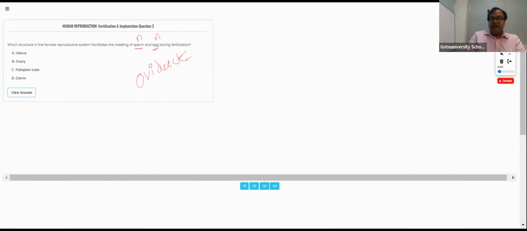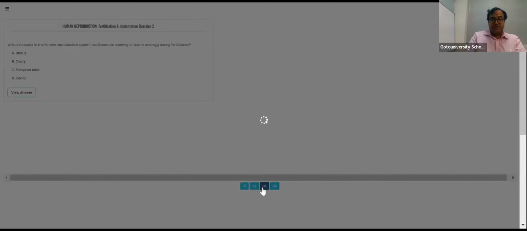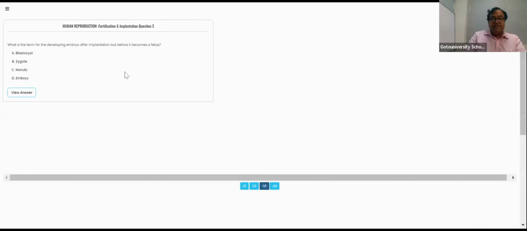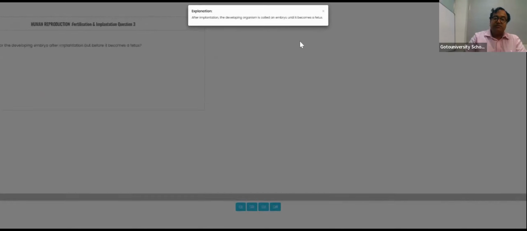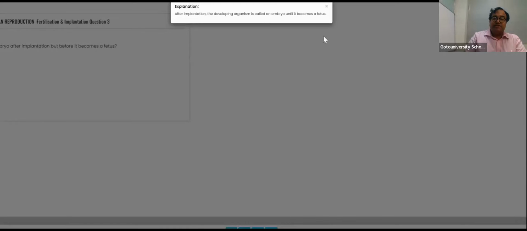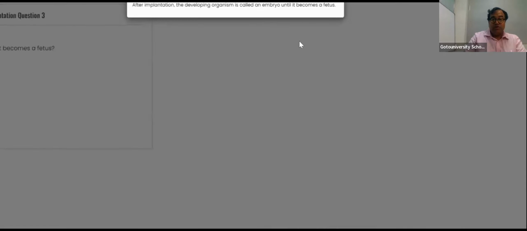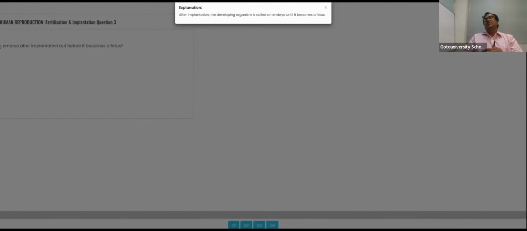Now we are entering the next important question solving session. Here, what is the term for the developing embryo after implantation, but before it becomes a fetus? Morula is the correct answer, right? When we narrated for you, we told you the morula is a stage that indicates the blastomeres are 8 and above. If the zygote has more than 8 blastomeres, then we call it morula.